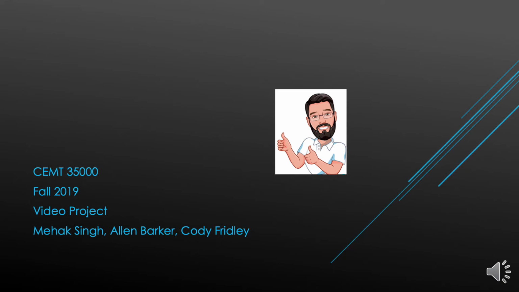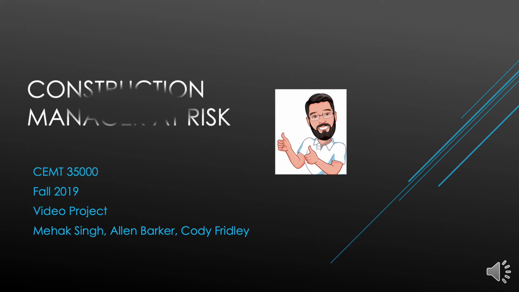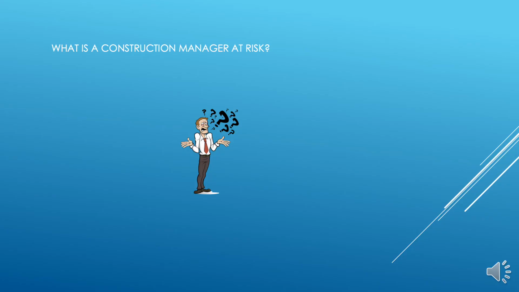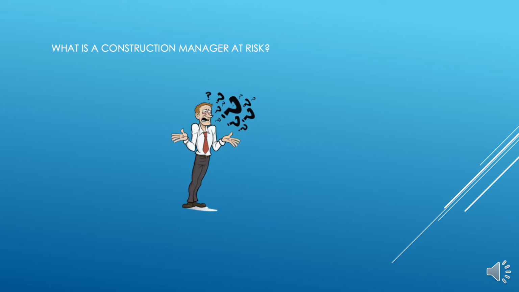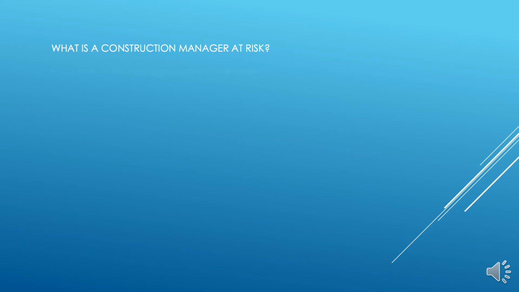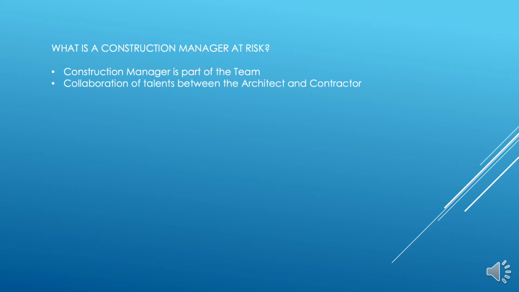Thanks, Mehak. This is Alan Barker, and today I will be discussing the construction manager at risk. What is a construction manager at risk? The construction manager is part of the owner's team. This allows collaboration of talents between the architect and the contractor. The contractor manages all of the subcontractors for the project. Based on subcontractor bids and scope of the project, the construction manager agrees to a guaranteed maximum price for the project.